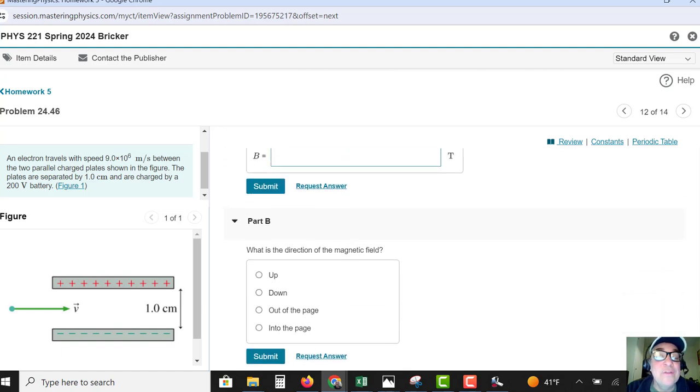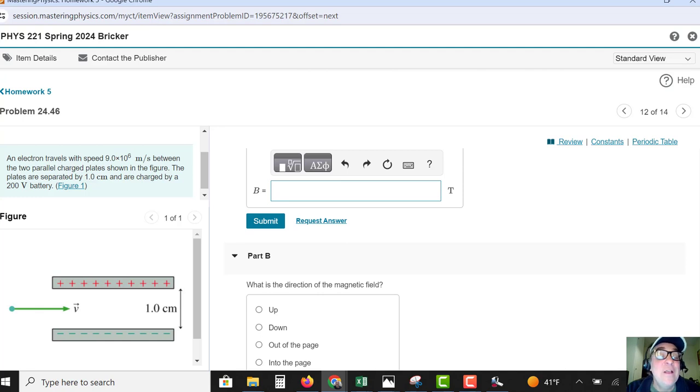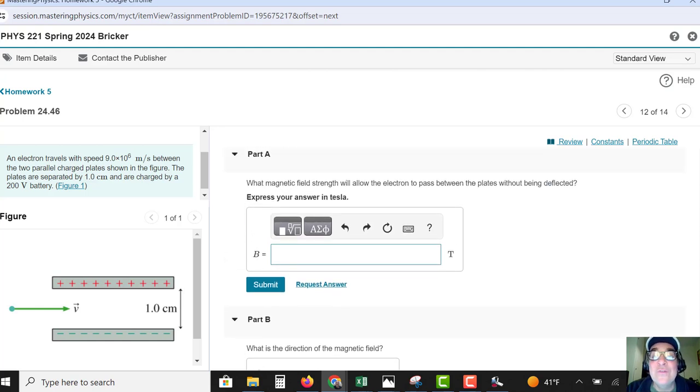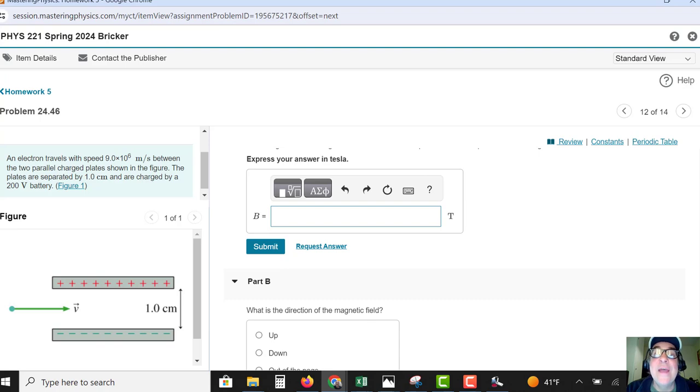Okay, so this is something called a velocity selector. Only an electron with a certain speed will fly right through the center of this thing. And given the speed, we want to know what kind of magnetic field we need to have for this to actually happen. Let's take a look at this.